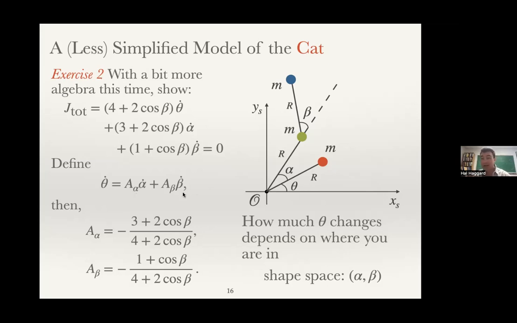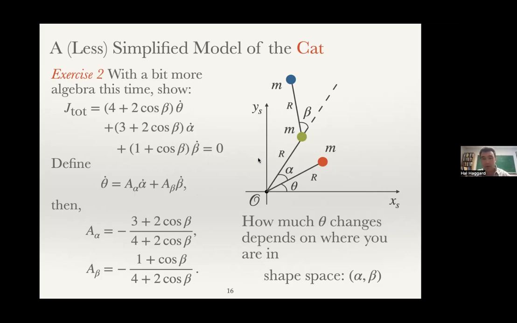These are going to be our gauge potential. So it's a simple reorganization, and you get this result for the A sub alpha and the A sub beta at the bottom of the screen. You see where the minus signs are coming from. It's coming from moving the alpha dot and beta dot terms to the right-hand side of the equation.